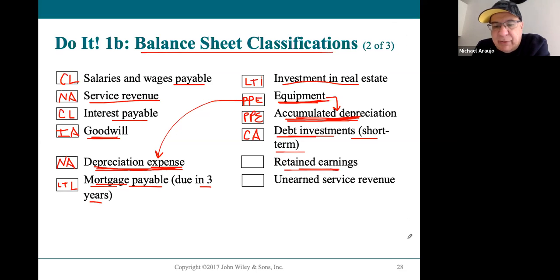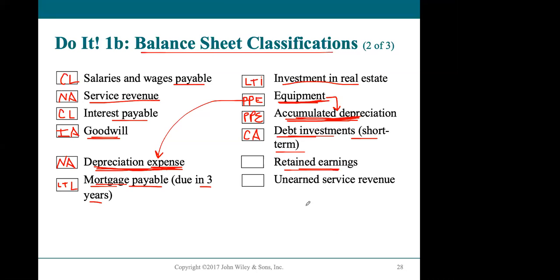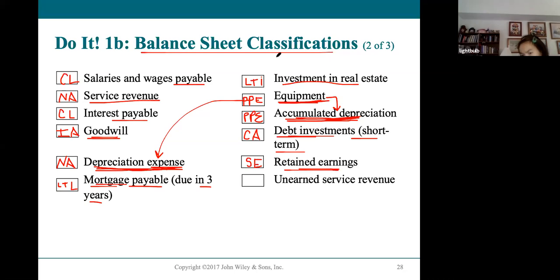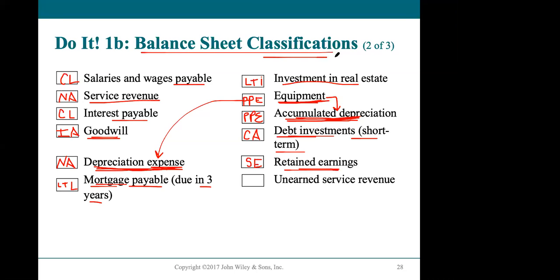Let's see. Anybody else? Stockholders equity? Right. So when you look, the stockholders equity section of the balance sheet has two accounts, common stock and retained earnings. So that's where it would be classified. Classified as a stockholders equity account.